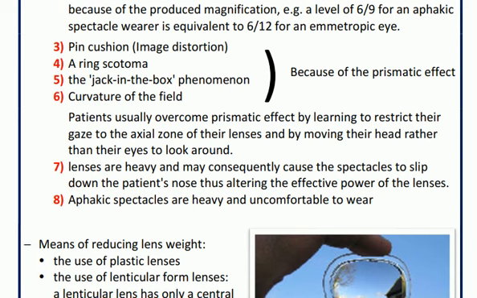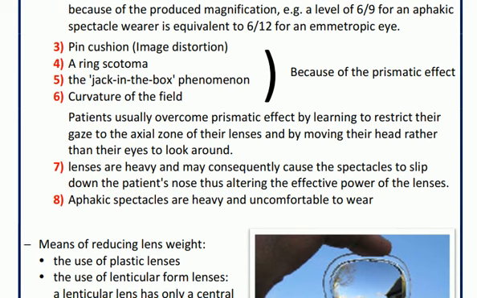So the jack-in-the-box phenomenon is the disappearance and re-emergence of an object, because as the eye rotates, the ring scotoma moves in the opposite direction. So when a patient tries to look at the object, it disappears in the ring scotoma and then reappears in the peripheral vision when he looks away.